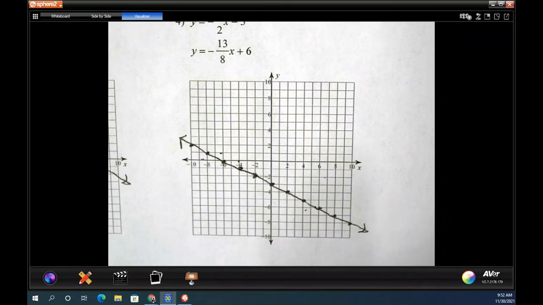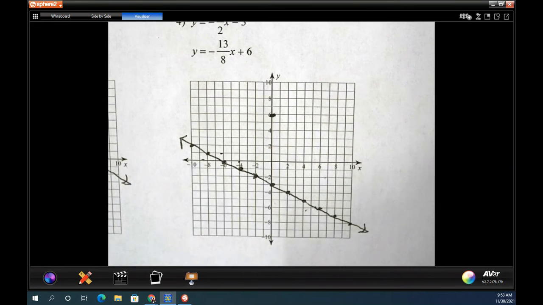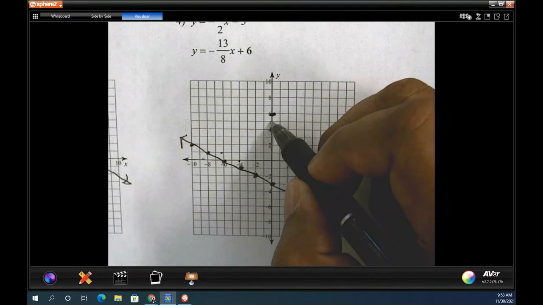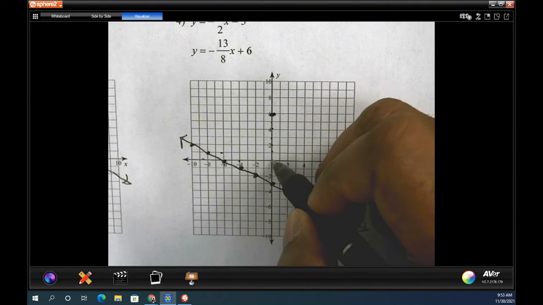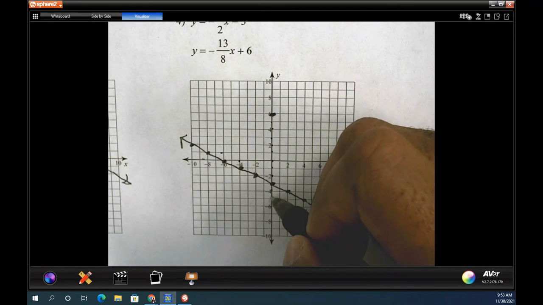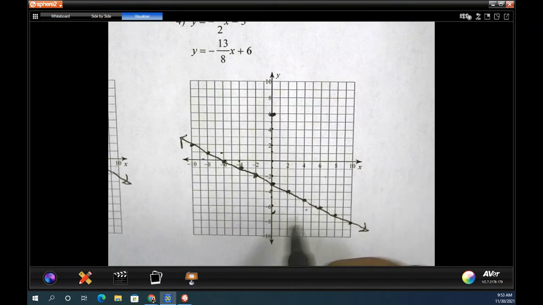All right, the next one. Negative 13/8 x plus 6. We go to 0, 6. So we would go down 13 and right 8. 1, 2, 3, 4, 5, 6, 7, 8, 9, 10, 11, 12, 13. And we go right 8, which puts us right there.